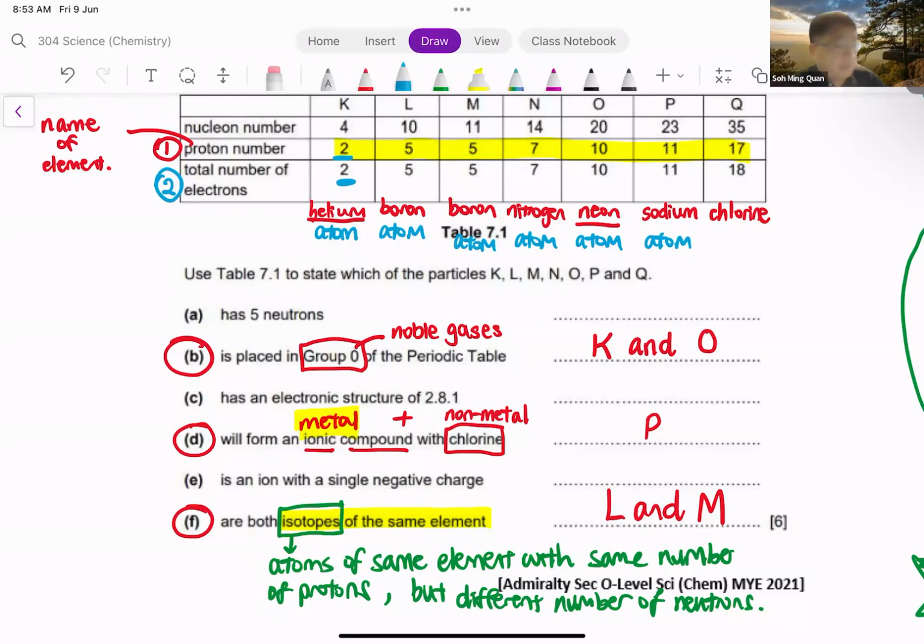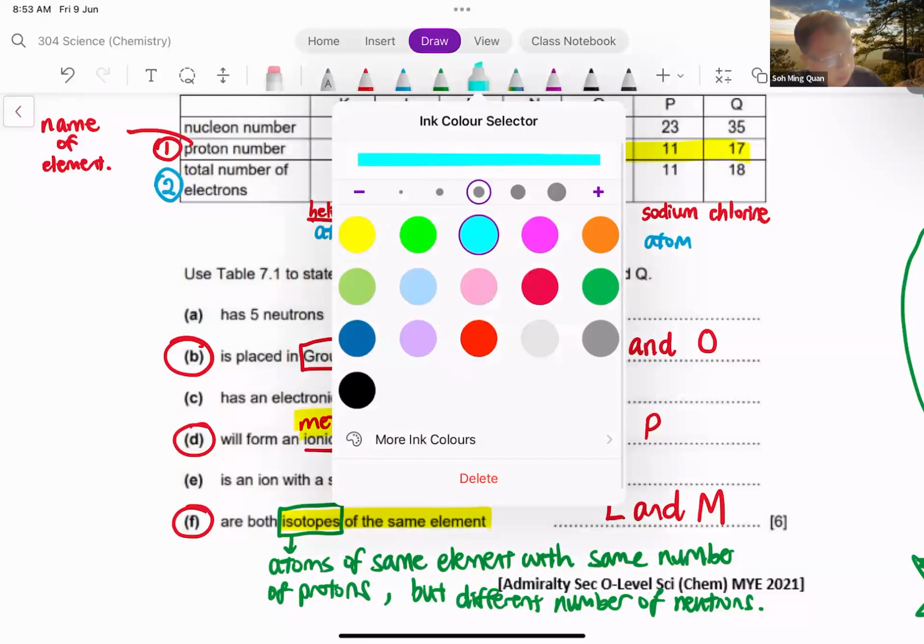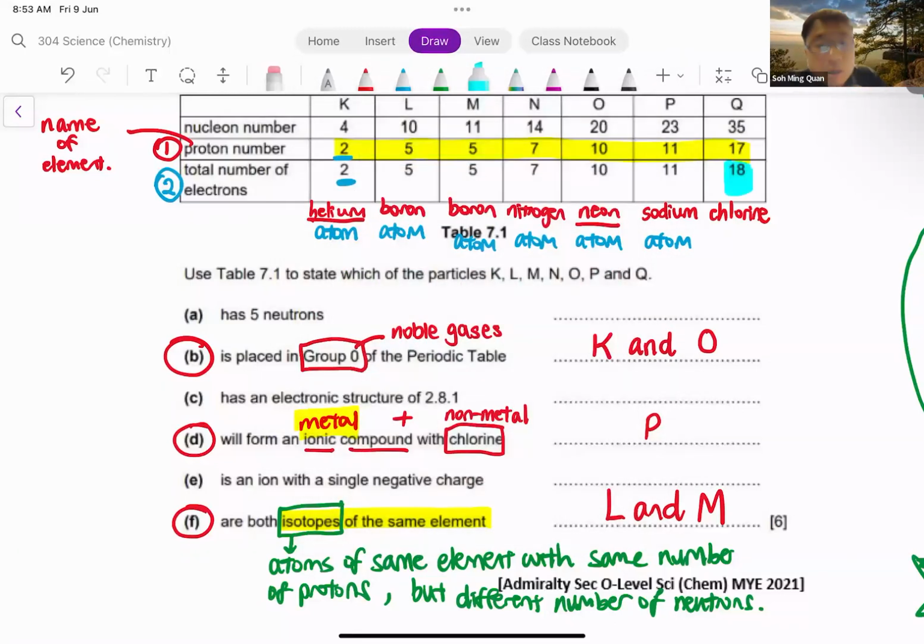So the only one that is perhaps a bit peculiar is Q. Q has 1 more electron. Q has 18 electrons, but it only has 17 protons, which means that it has 1 more electron. This means that it cannot simply be an atom. It is in fact an ion. We said before, if there's more electrons, means you gain electrons. Electrons are negative, so this is Cl minus.